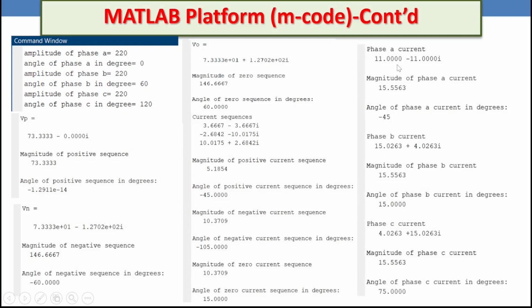From that we can calculate the phase currents. So the phase currents will be 15.55 angle minus 45, 15.55 angle 15, and 15.55 angle 75. So the MATLAB code matches exactly what we did in the example using hand calculation.